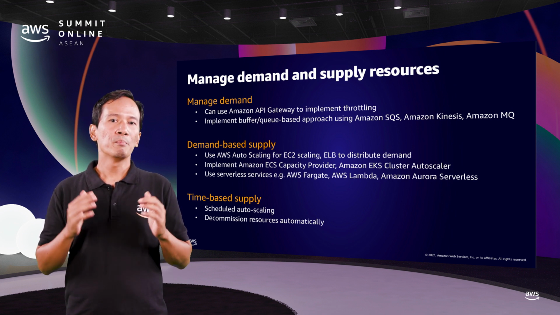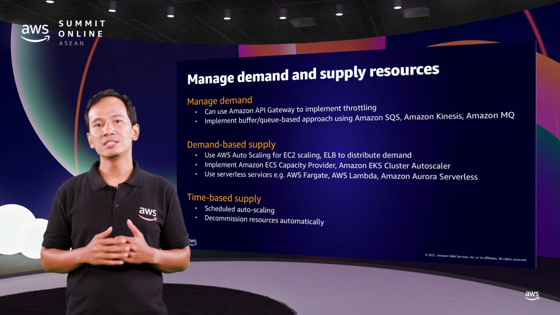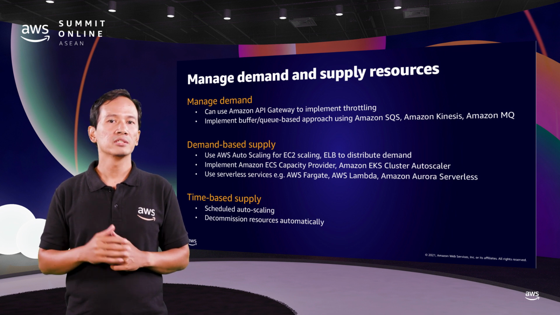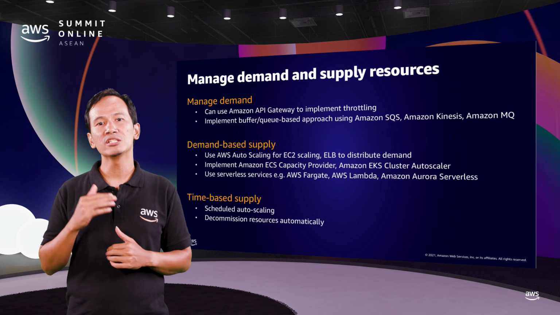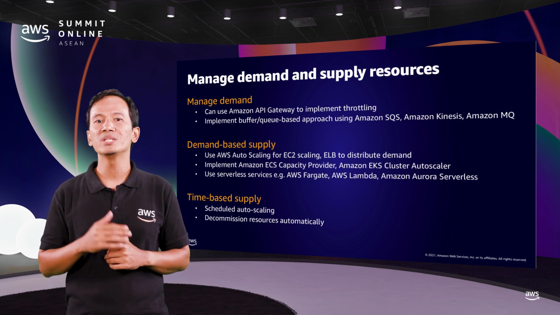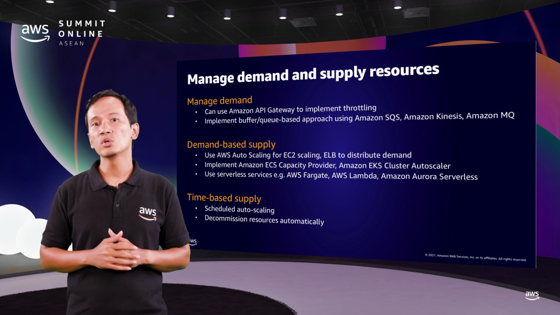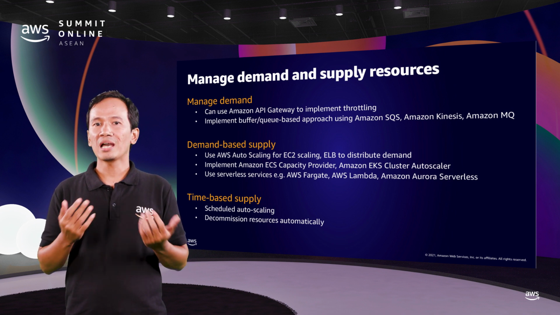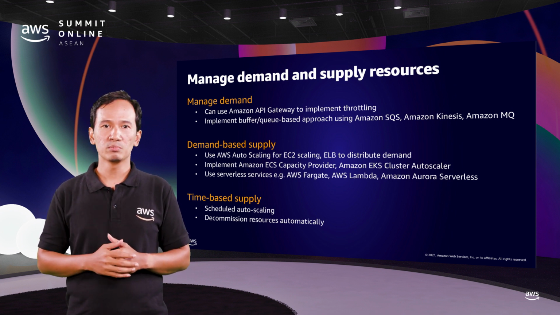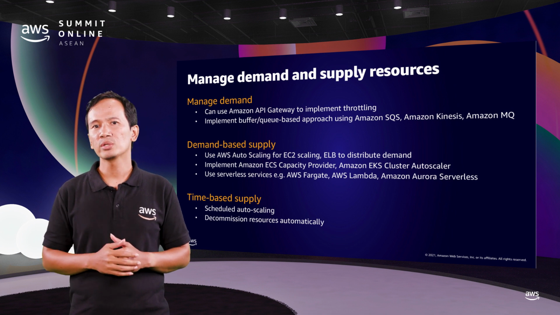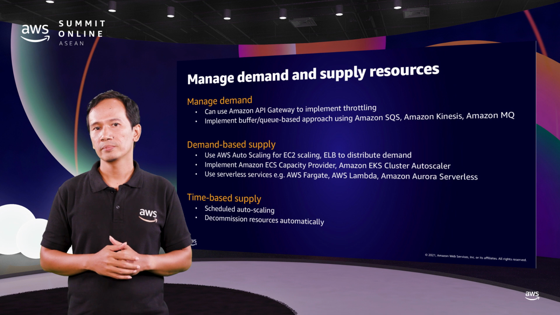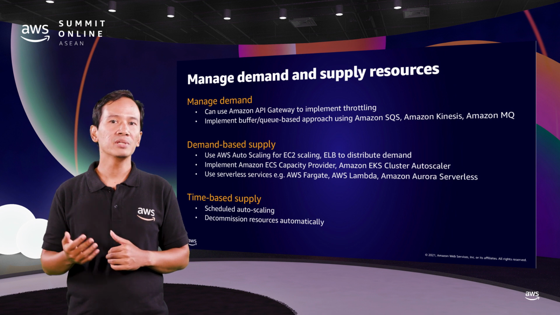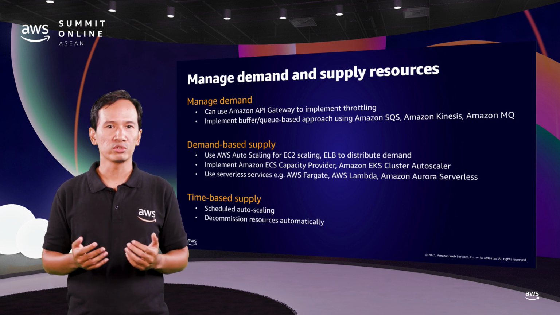Cost optimization through managed supply resources can also be achieved by leveraging the elasticity of the cloud. AWS provides several mechanisms to automatically increase or decrease your resource capacity to meet changing demand. For EC2 workload, you can use AWS auto-scaling. For container workload using Amazon ECS, there is ECS capacity provider. For Amazon EKS, you can implement cluster auto-scaling. Alternatively, you may also use AWS Fargate, AWS Lambda, which removes the need for you to manage resources.